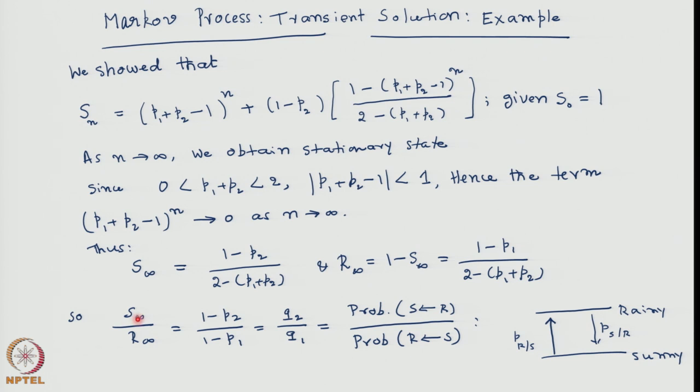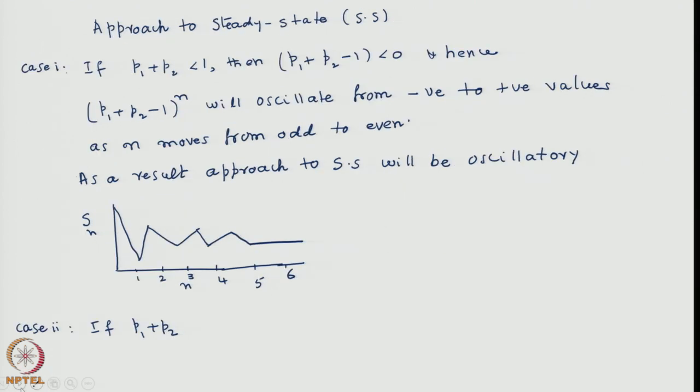So, it gives us the relative ratio, relative strength of a day being sunny or rainy asymptotically as 1 minus P2 by 1 minus P1, or using the complementary values, it is Q2 by Q1. So, which is the ratio of the probability of turning to a sunny day from a rainy day divided by the probability of turning to a rainy day from a sunny day. So, we can show it as a transition diagram. If these now are representation of states, the rainy state and the sunny state, then the final ratio between the probabilities of sunny and rainy are just the ratio of the downward and the upward transition probabilities. So, that is about the steady state.